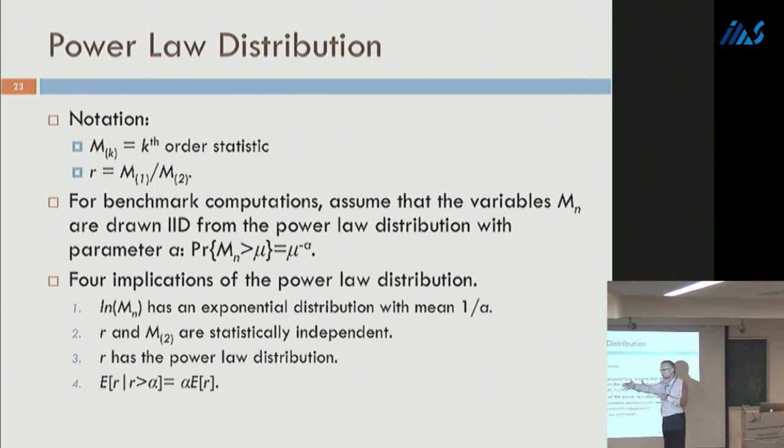Second, just like the difference between the last and second last arrival time has an exponential distribution, the ratio between the two highest match values has a power law distribution. And third, just as with the total waiting time, suppose that the second last guy arrives at time 15, and I ask when I expect the last guy to arrive: it's 15 plus the mean of the exponential distribution. Similarly, the expected value of R, given R is bigger than alpha, is alpha times the expected value of R. It's again the same statement about means. So these are properties of the power law distribution that are inherited from the exponential distribution.